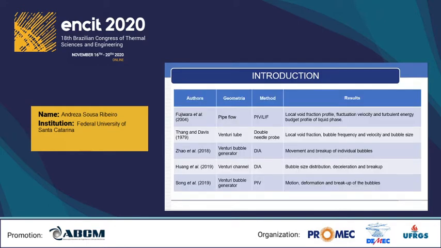For example, in the work of Fujioka et al., the authors investigated the local void fraction profile, fluctuation velocity, and turbulent energy profile of the liquid phase. However, in other types of geometry, such as the venturi tube, the studies are focused on the gas phase, such as velocity, size, and breakup of bubbles.